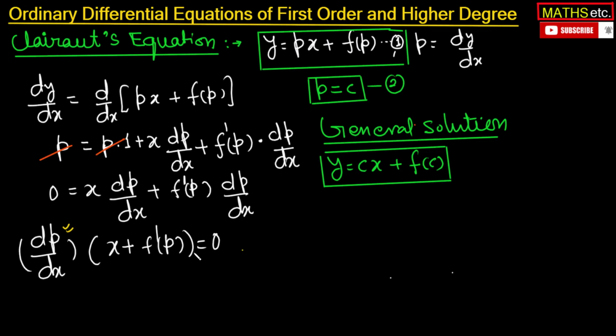Now, a singular solution of a differential equation is a solution which does not involve any arbitrary constant, right? So let us see how we can find the singular solution of Clairaut's equation. So the factor is x plus f dash p equals 0. This is our equation number 3.